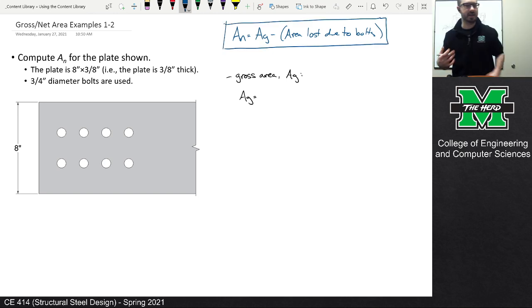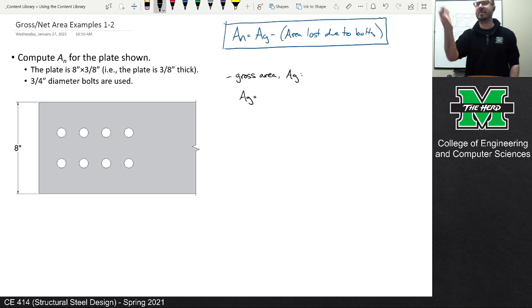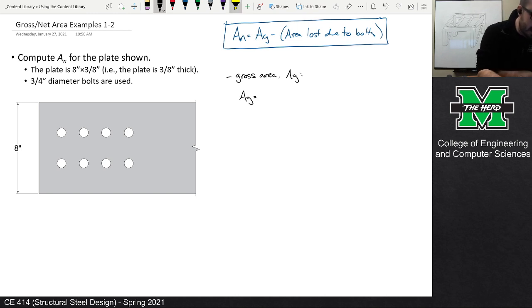So the gross area, and everybody, I've seen this in chat, it's right. We know that the plate is 8 by 3/8 of an inch. So it's just 8 inches times 3/8 of an inch. And so that is 3 square inches.